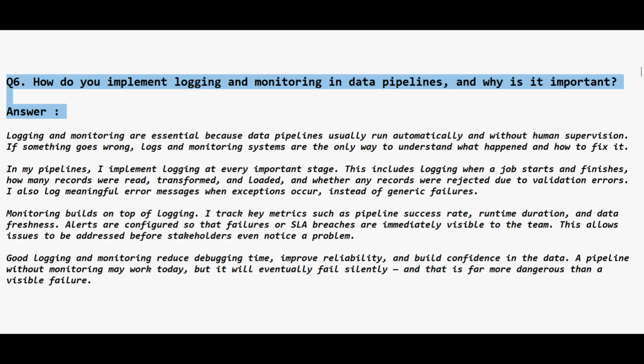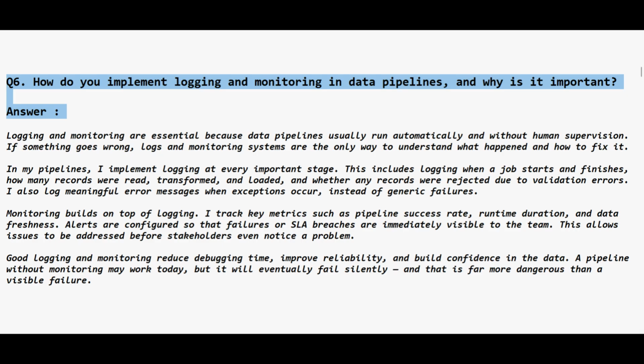This includes logging when a job starts and finishes, how many records were read, transformed, and loaded, and whether any records were rejected due to validation errors. I also log meaningful error messages when exceptions occur, instead of generic failures.